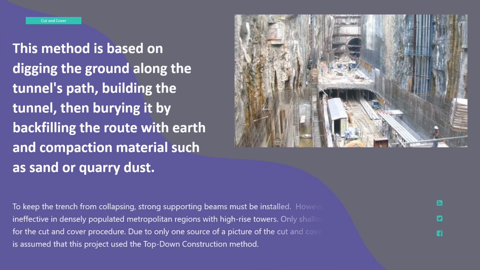To keep the trench from collapsing, strong supporting beams must be installed. However, this strategy is ineffective in densely populated metropolitan regions with high-rise towers. Only shallow trenches are acceptable for the cut and cover procedure. Hence, this becomes the main reason why cut and cover is not chosen as the main tunneling method for the SMART construction project. Due to only one source of a picture of the cut and cover method for the SMART project, it is assumed that this project used the top-down construction method.